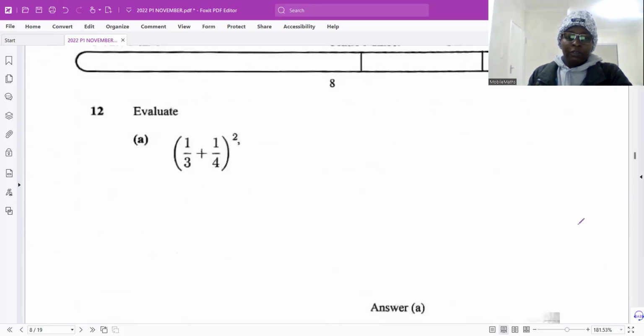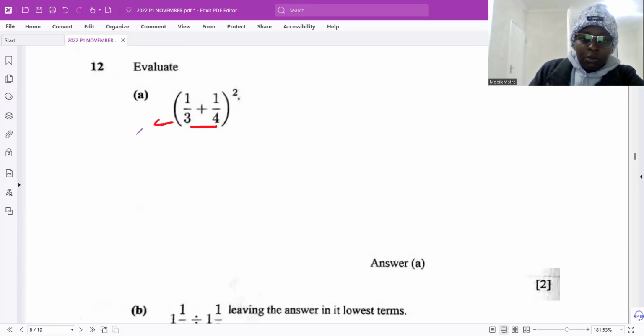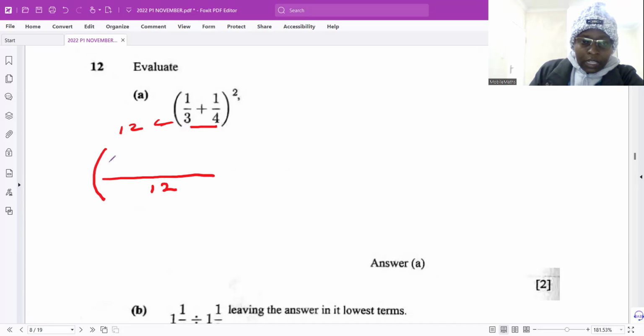Number 12, evaluate. Number 12 wants us to evaluate this number. The first thing we do is to solve this part inside there. How do we solve it? We are going to find the lowest common multiple for 4 and 3, which is 12. So this whole thing is now going to be divided by 12. 3 into 12, that's 4 times 1. Plus, 4 into 12, that's 3 times 1.